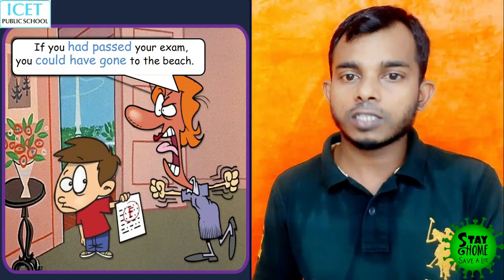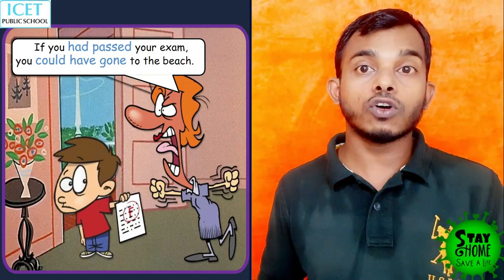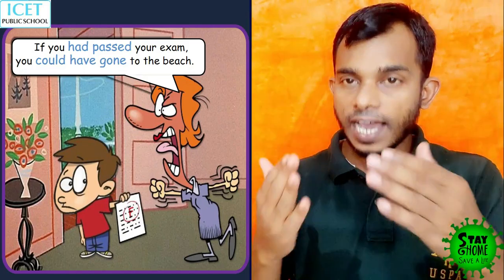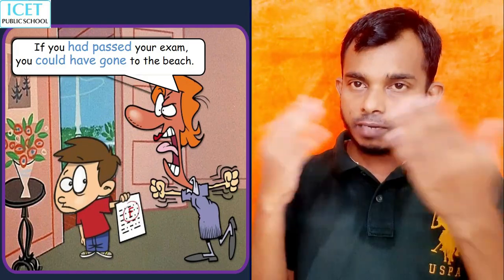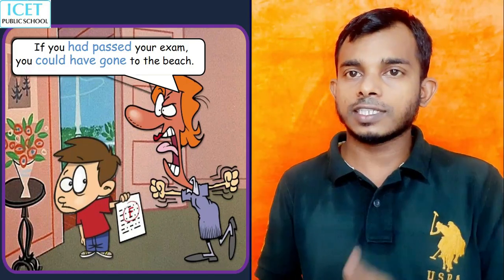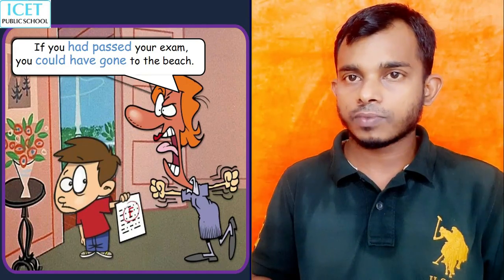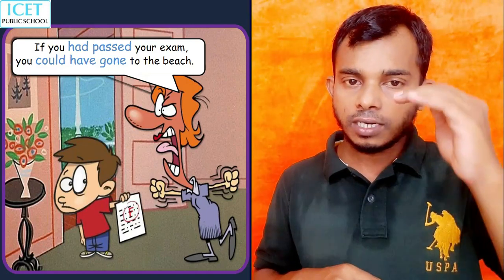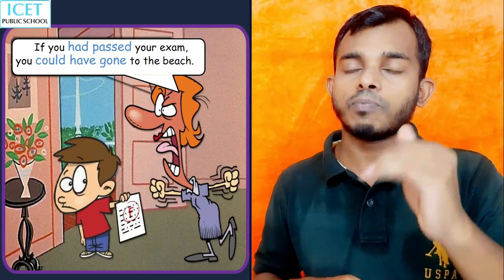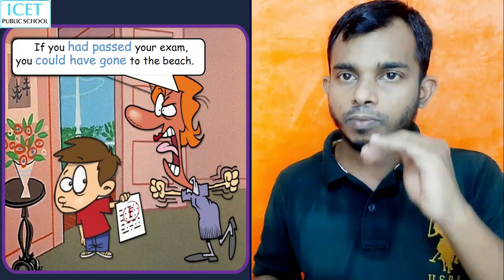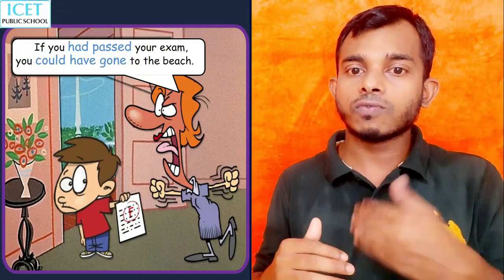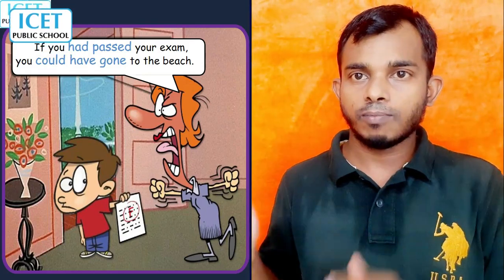If you had passed your exam, you could have gone to the beach. This is another example of a third conditional sentence. You got it? The if clause is written in past perfect. You had passed the exam is past perfect tense, and you could have gone is future perfect tense, but we made the auxiliary into past form.